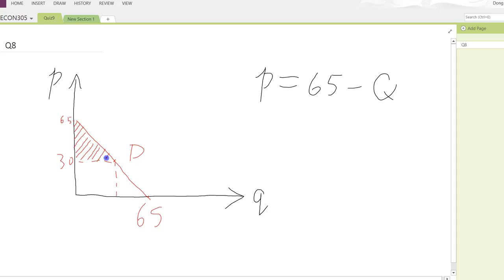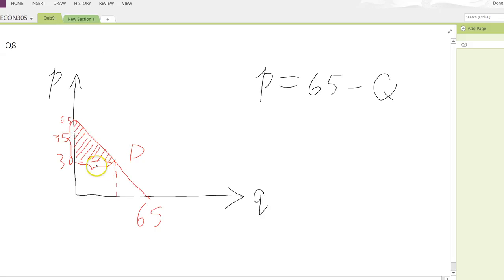If we want to calculate the area of this triangle, we just need to find out what is this length and what is this height. The height here might be easier to find because the price is 30, and as we said, the point on the vertical axis here is 65, so their difference is the height, and that's 35. That's easy to see. And what about this length here?